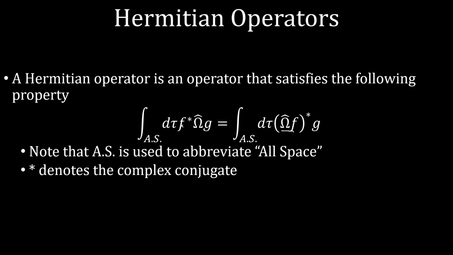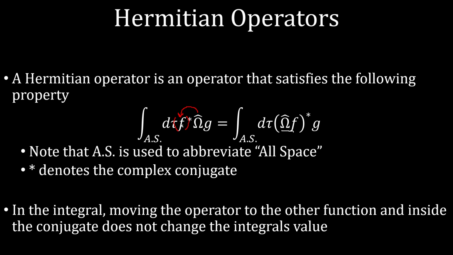So we see that the key thing that being Hermitian allows us to do is move, I'll show it in red, move the operator to the other term in front of f, and then also include it when we take the complex conjugate. In other words, in the integral, moving the operator to the other function and inside the conjugate does not change the integral's value. So in quantum mechanics, for an operator to have a corresponding physical observable, it has to satisfy both the linear property we already discussed and the Hermitian property here.